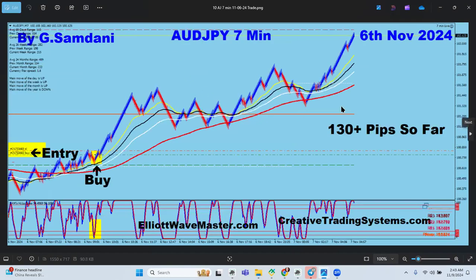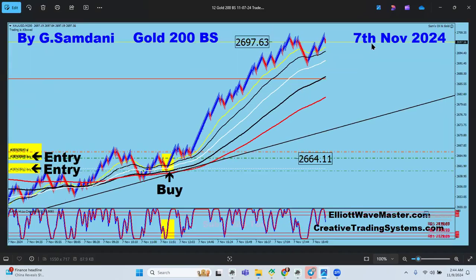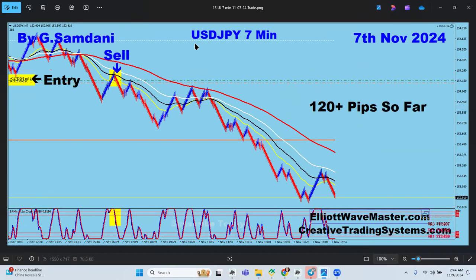This one, Aussie Yen, going to the upside for 130 pips. And then this one on the 7th, Pound Yen, going to the upside for 165 pips. And then on the 7th, gold is going up here, a beautiful long entry, from 2664 to 2697. And this one is USD Yen going to the downside for 120 pips on the 7th.